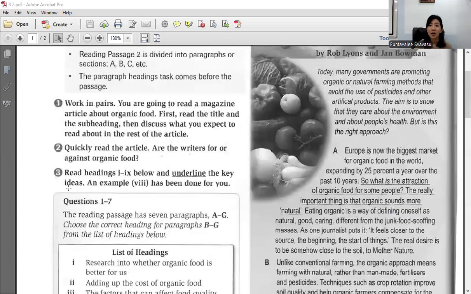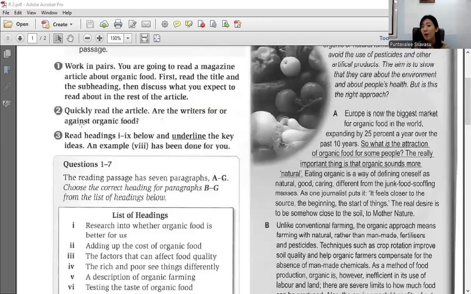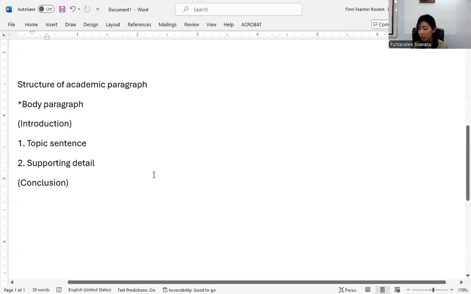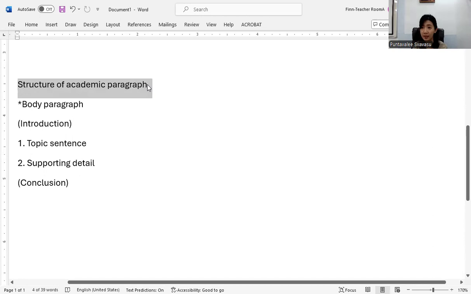So we're going to have a look at how to work on this task, matching headings. We're going to start off with this one first. But before I talk about the answer itself, I think you should know one thing, which is more or less the same thing as writing. If you already know about writing, it's more or less the same thing, academic writing. So what I want to talk about is the structure of academic text.